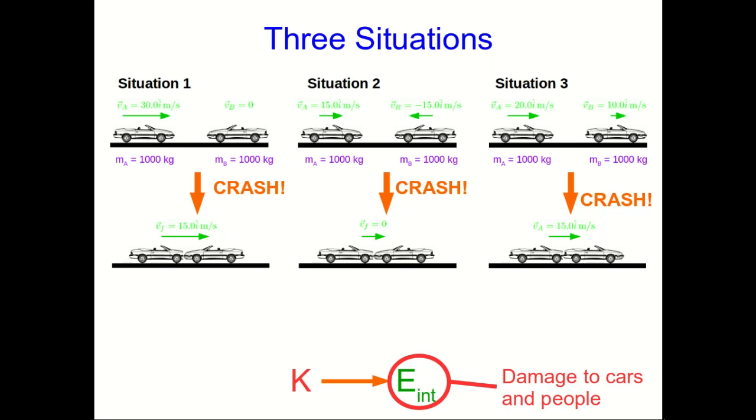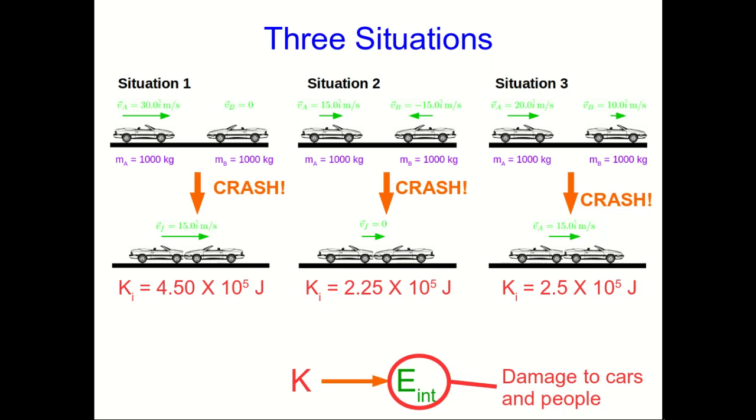If you look at the kinetic energies of these three situations, this is what you come up with. You can calculate this yourself fairly easily. And this would suggest that situation 1 is the most dangerous, 3 is the second most dangerous, and 2 is the least dangerous. But if you think about that, that doesn't make much sense.